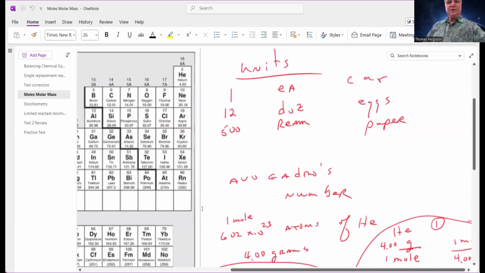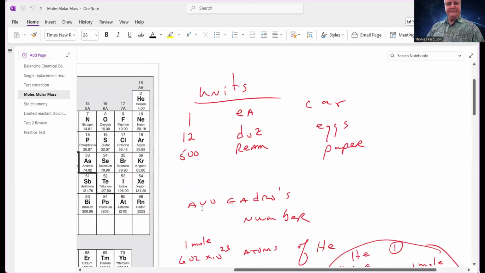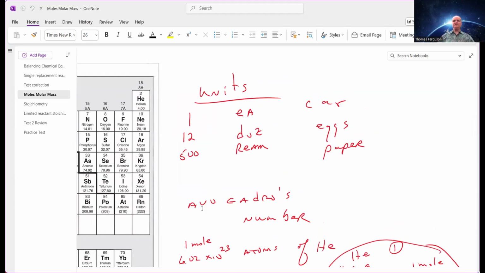So I'm going to introduce you to a new unit. All endeavors have units that are convenient. Whether you're cooking, whether you're doing chemical experiments, physics, engineering, biology, we all have units that are convenient. For example, if you're buying a car, the unit is called each. You buy one at a time unless you're a fleet dealer, but normally you're buying one at a time. So the unit is each.